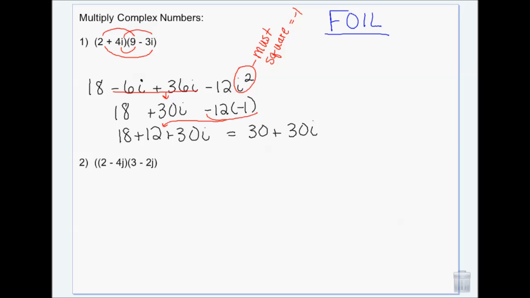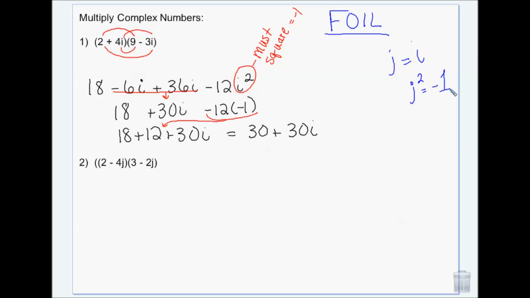J. Oh, J. J and i are the same thing. To be honest with you, I don't really know why they started using J, except that sometimes they needed to have 2 different letters to mean the same thing in the same problem, I suppose. Or maybe they just started doing the i's backwards by accident, and didn't want it to be a mistake anymore. So if i squared is negative 1, j squared is also negative 1.